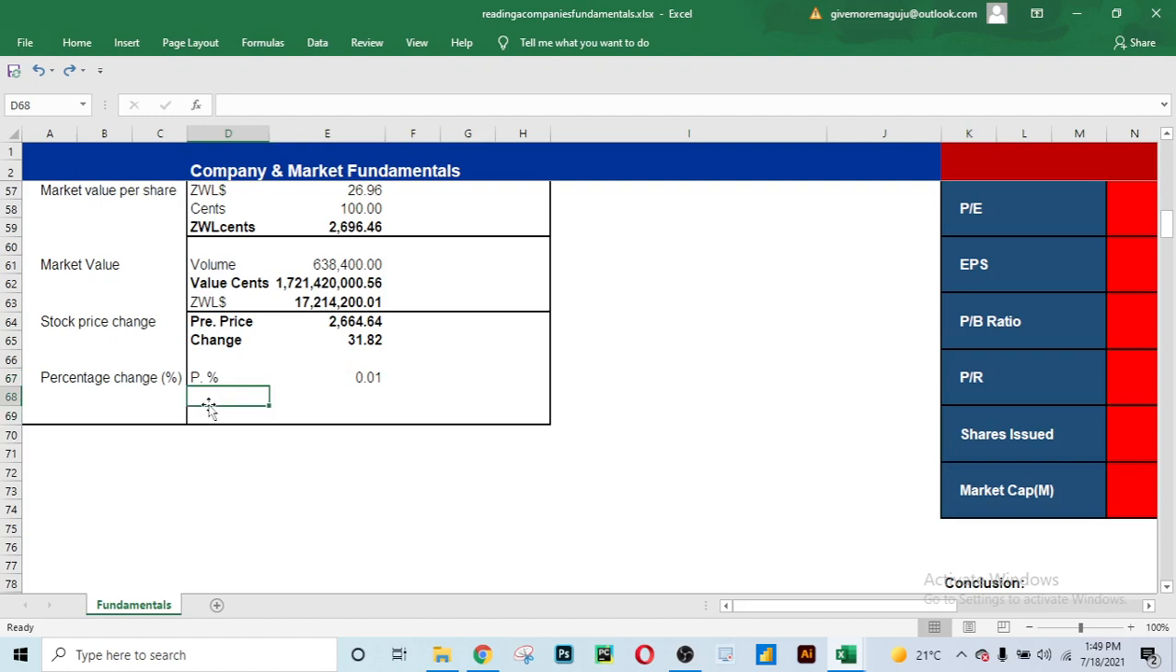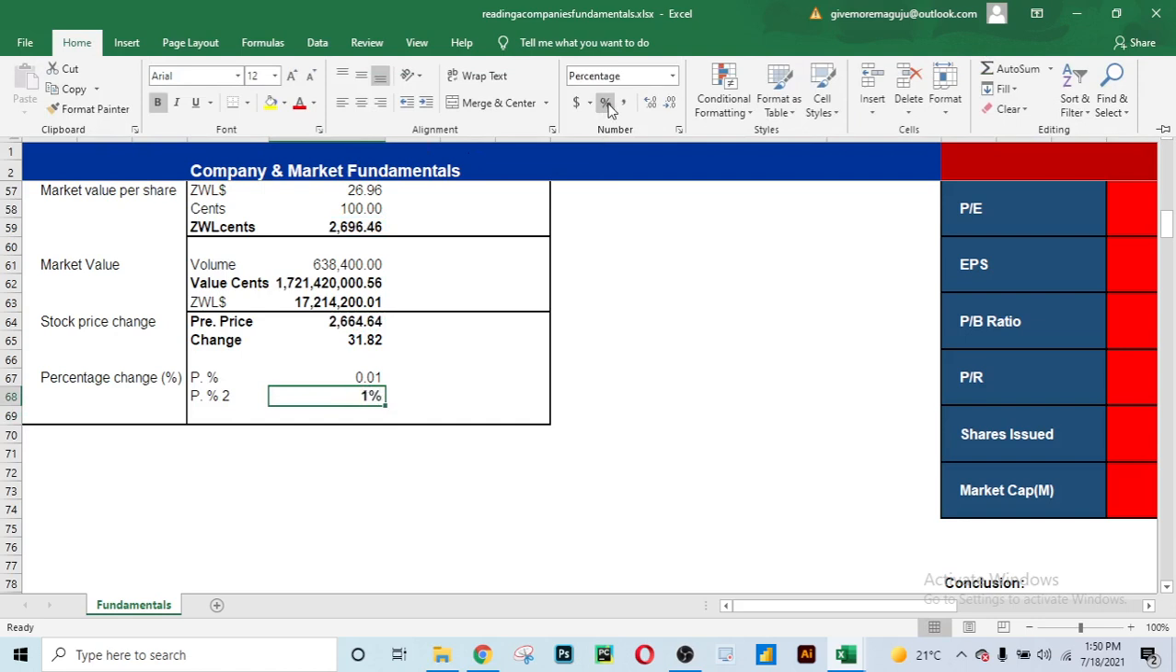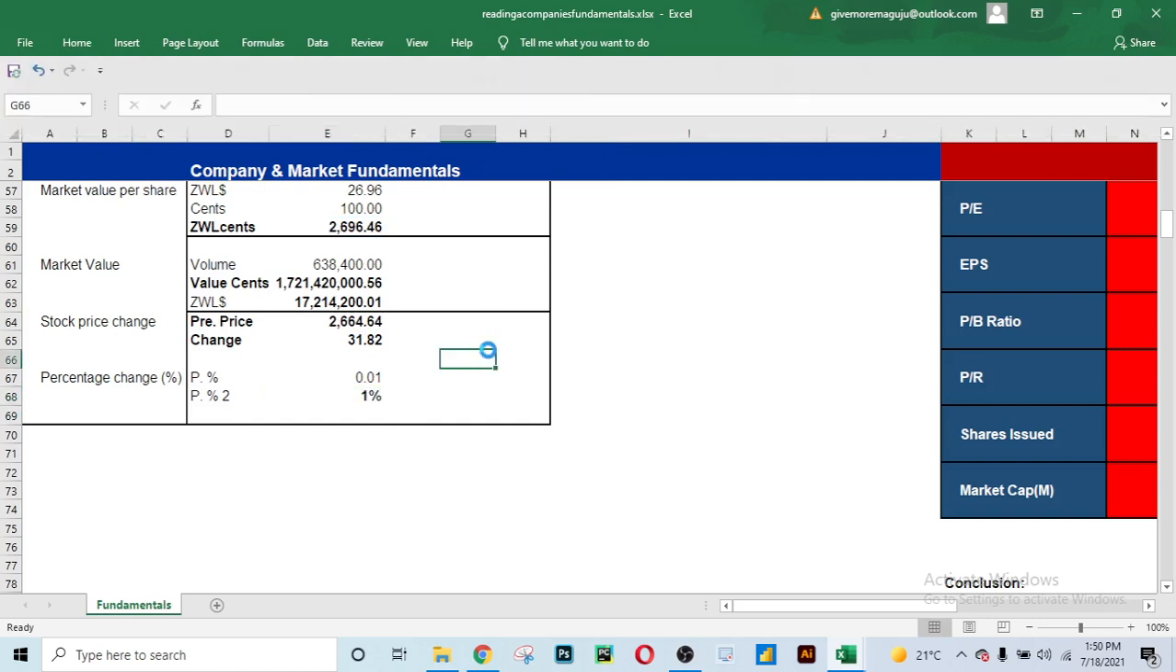So let me just say P, and this is the second way. The second way is we say equals, we just say this. Let me put some brackets there. So here we say this minus this, and then we close, and then we divide by this. I think there's something that I'm missing here, because these values are very correct.